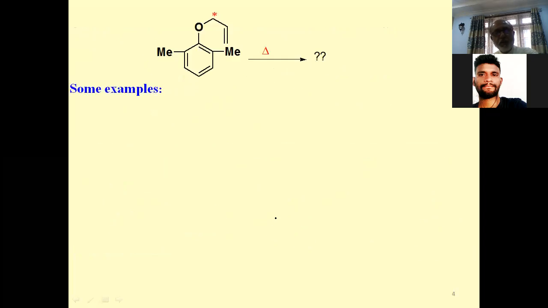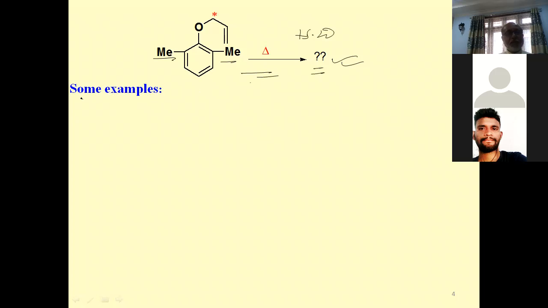But if the ortho position is occupied, or both ortho positions are occupied with a methyl group, then what do we get? Where will it go? Any idea? Or will the reaction take place or not? This remains your task. You will identify the product, how you get it, and what the steps are. That becomes your homework.